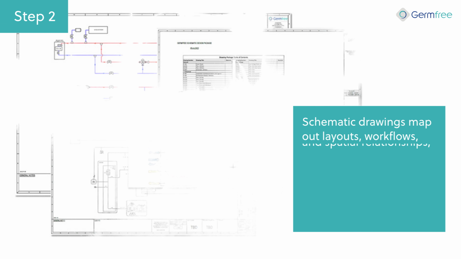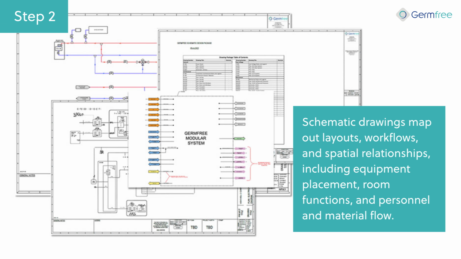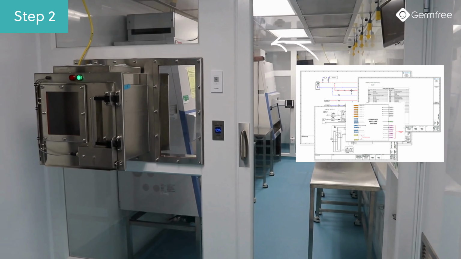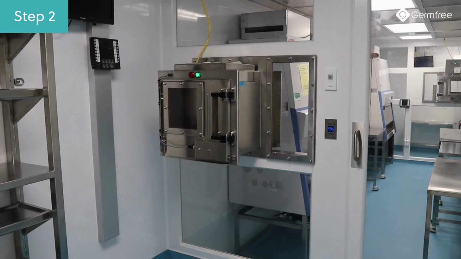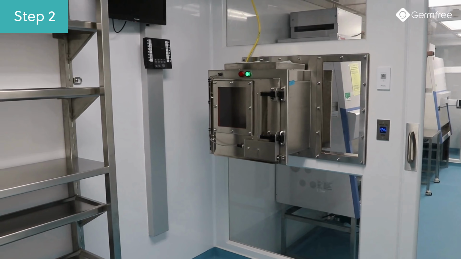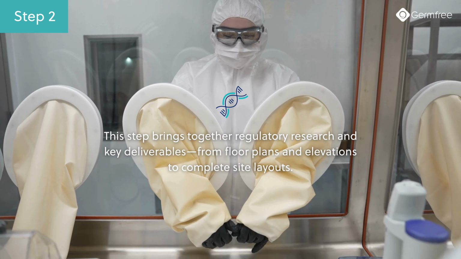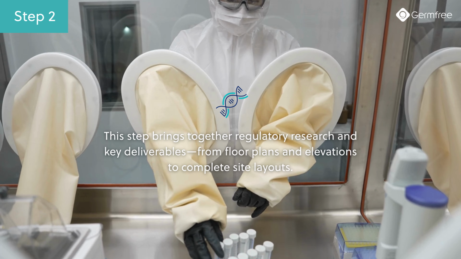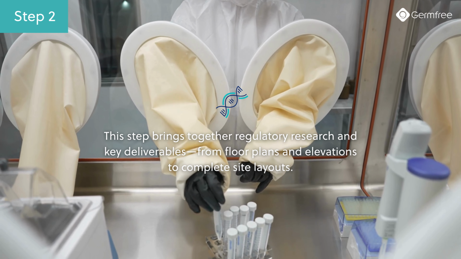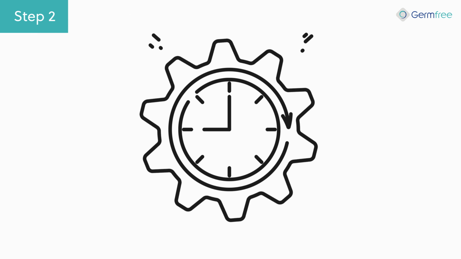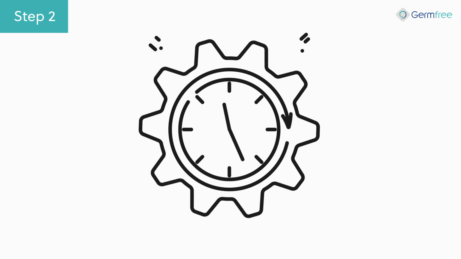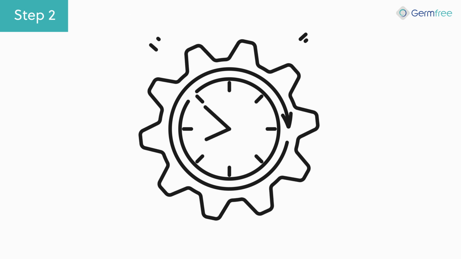During schematic design, Germfree's expert engineering team develops detailed drawings that bring the project to life. These drawings define layouts, workflows, and spatial relationships, including equipment placement, room functions, and the flow of people and materials. This step brings together regulatory research with key design deliverables to establish the overall direction of a facility. Once the schematic design is approved and the design is frozen, long lead items can be released for procurement, keeping your project on track and on schedule.